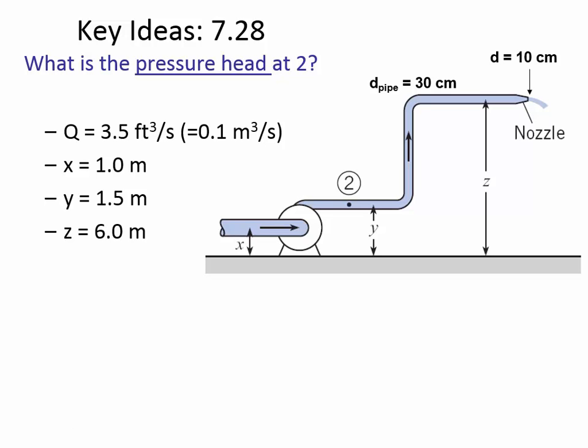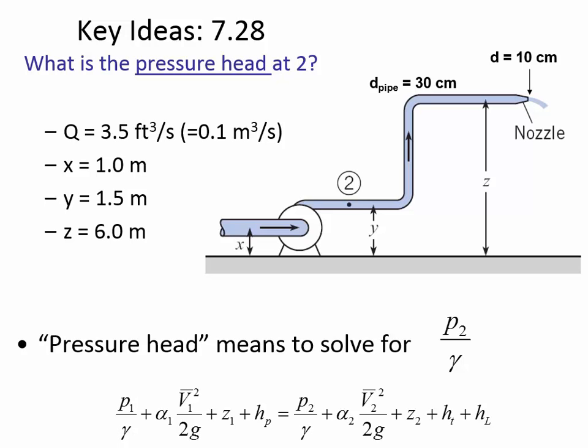But they're trying to trick you, because remember, we usually say that we call 1 the upstream location and 2 is the downstream location. Well, here, even though there's no energy losses, it's still a good habit for you to remember that this location 2 is upstream and the nozzle location is downstream. So when it asks for pressure head, it doesn't mean find the pressure at 2. It's asking for pressure head, which is the pressure divided by the unit weight of the fluid. All right. So pressure head will have units of meters.